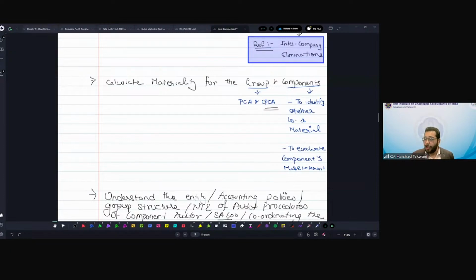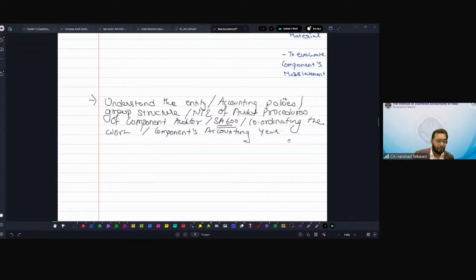Okay, doing the audit of permanent consolidation adjustments and temporary consolidation adjustments. Can anyone tell me which are the permanent consolidation adjustments? Permanent consolidation adjustment, quickly. Come on, guys. Permanent consolidation adjustment examples. What are the permanent consolidation adjustments? For example, determination of goodwill, determination of capital reserve.